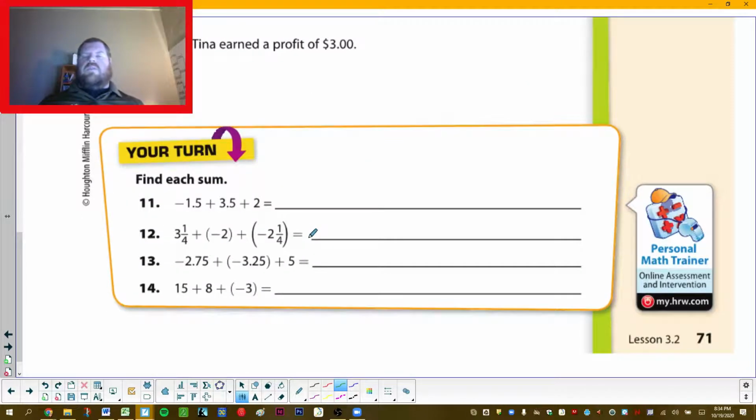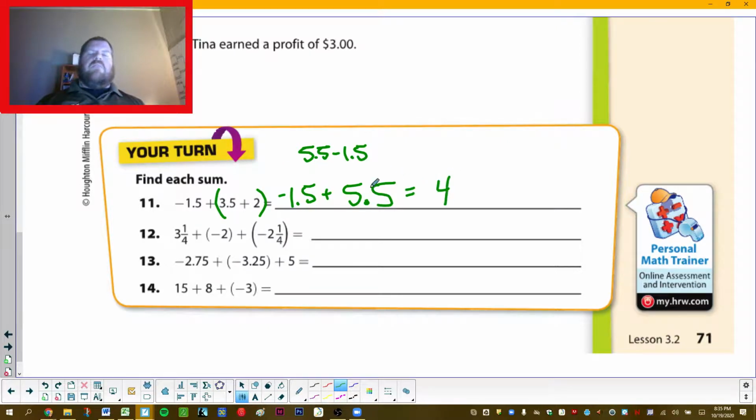Let's look at how we can use that. Probably a good idea here again to go ahead and group our 2 positive numbers, deal with that first. So I have negative 1.5 plus 3.5 plus 2 is 5.5. And then I want to think about subtracting them. 5.5 minus 1.5, that's going to give me 4. And since the bigger number is positive, my answer is positive.